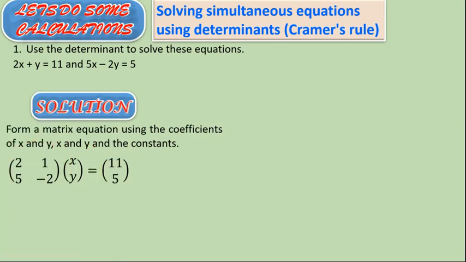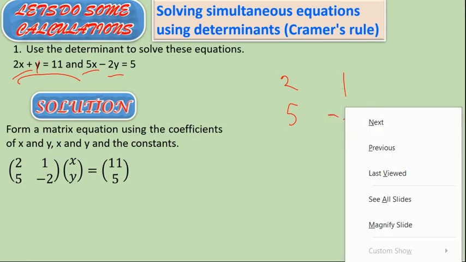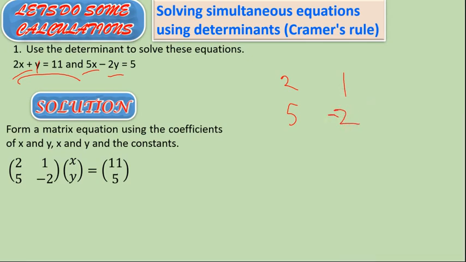Now, how do we get each of them? Look at the first equation here. The coefficient of x is 2 and the coefficient of y is 1. So now do the same thing here. The coefficient of x is 5 and that of y is minus 2. So you have 5 and then minus 2. That gives us the matrix formed using the coefficients of x and y.